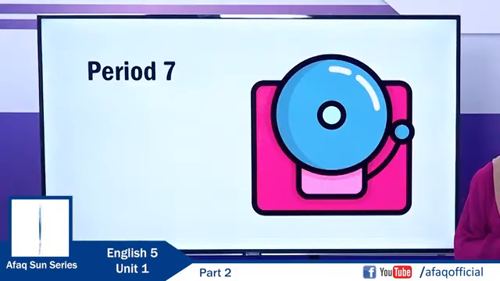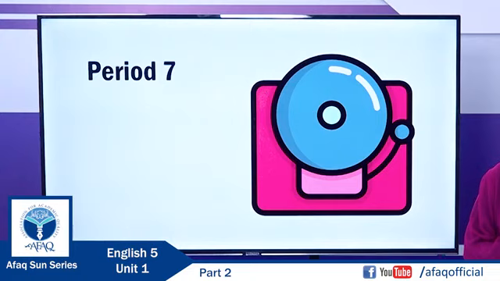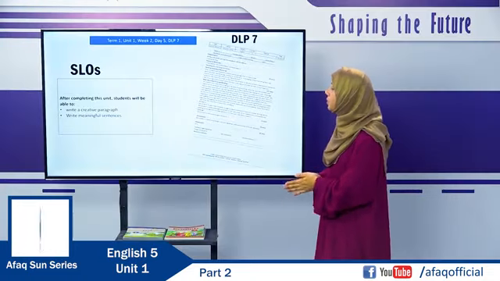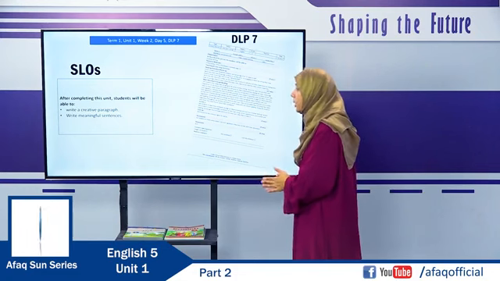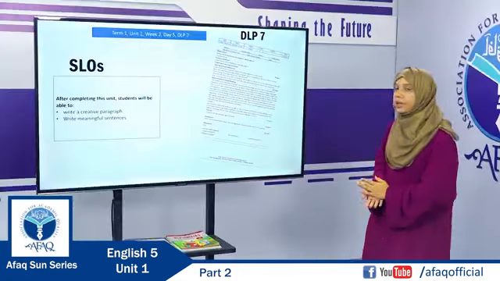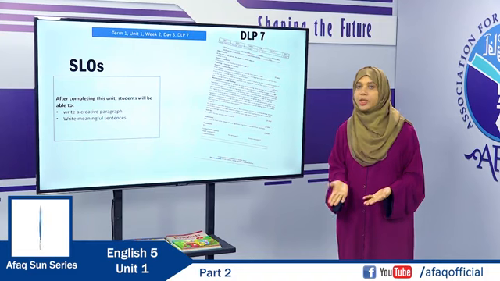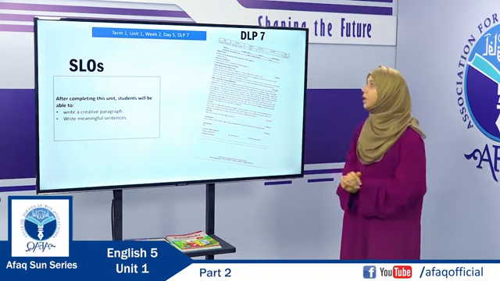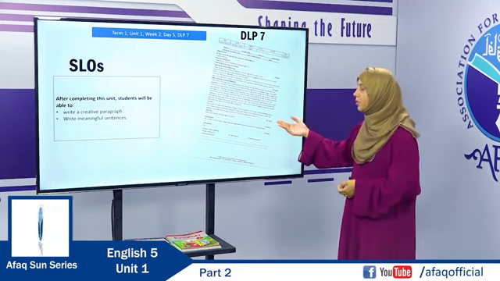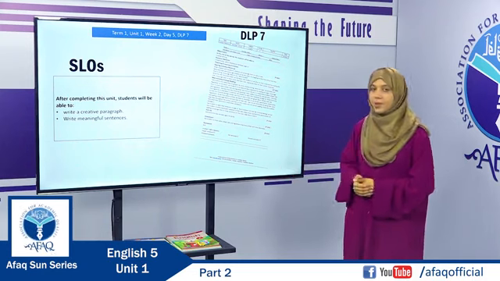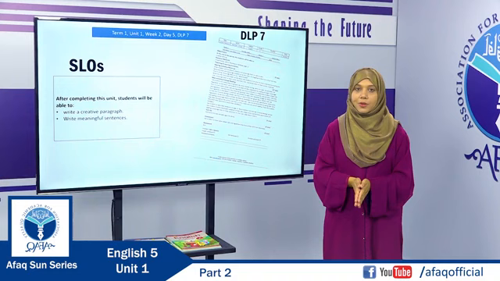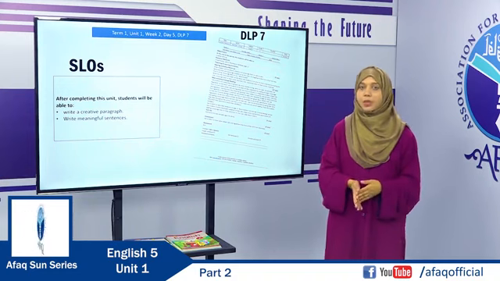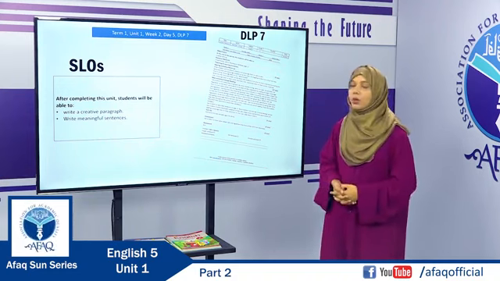Let's begin the last period of the second week. In this period, students will be able to write a creative paragraph and write meaningful sentences. These two SLOs can easily be achieved by using the methodology given in DLP number 7. You can see DLP number 7 on your screen as well. This DLP should be covered on the 5th day of the suggested timetable in the second week of the first unit of first term.